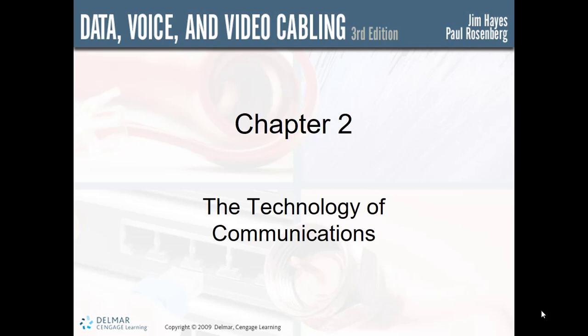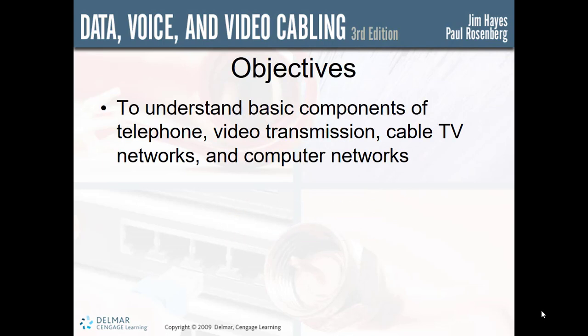All right, welcome back everybody to Data, Voice and Video Cabling, Chapter 2, the Technology of Communications. Now, what we're hoping to get out of this chapter is that you'll be able to understand the basic operations of telephone, video transmission, cable TV networks, and computer networks. We'll be covering three primary communication technologies: voice, video, and data.